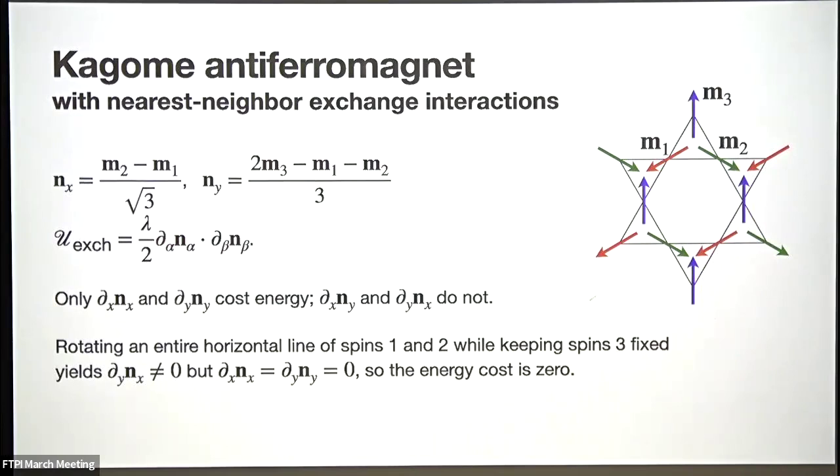Or in magnetic terms, you can basically take, say, the red and green spins, and rotate them about the blue spins. You'll maintain the 120 degree ground state condition. So that move doesn't cost energy.